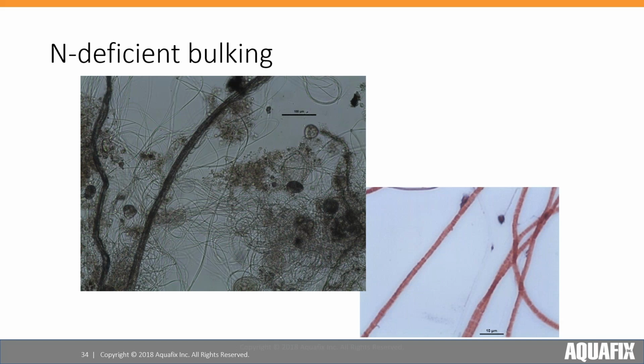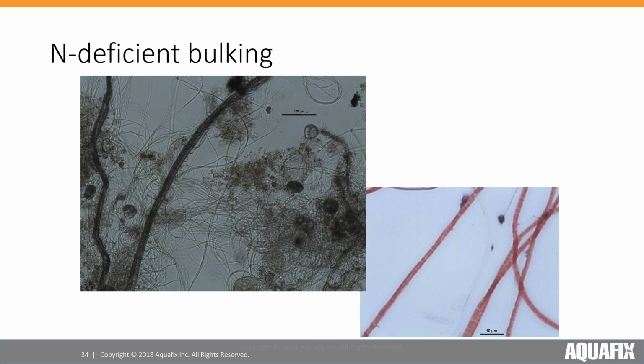It's also somewhat resistant to chlorine, so chlorinating the return in this situation may make your bulking worse, because it'll kill off your flock and break up your flock more, and these filaments will still be intact. Mixed liquors that we have seen with high populations of this filament can sometimes form a thin scum on the surface, and it might make the mixed liquor seem slimy or stringy when you try to pipette it.